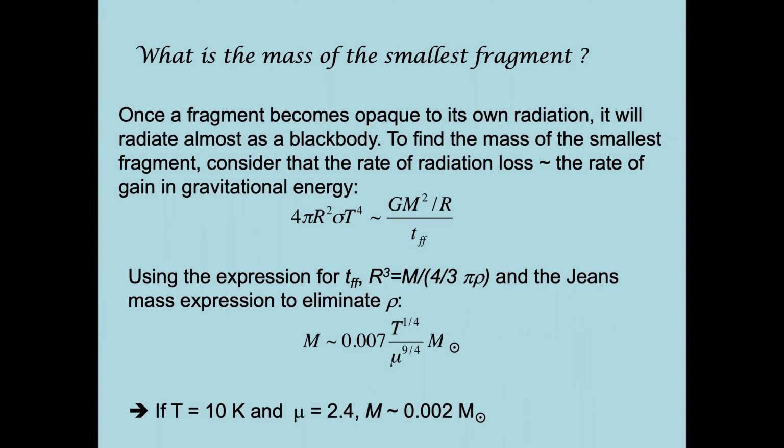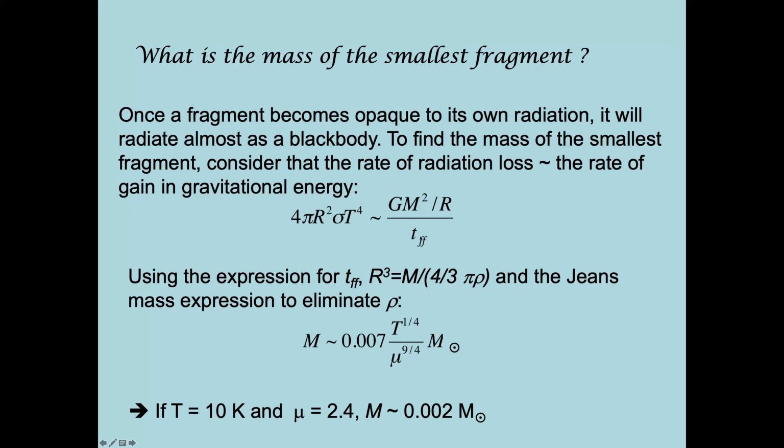Here what you have to do is to consider this contraction motion. You have to have the rate of gain in gravitational energy, as I wrote here. So this is the gravitational energy divided by the free fall time, the dynamical time. This ratio should be about the same as, you can equate that to, the radiative loss. Here you have the Stefan-Boltzmann constant, and you recognize the sigma T to the 4. And then, of course, you have your sphere, 4 pi r squared.